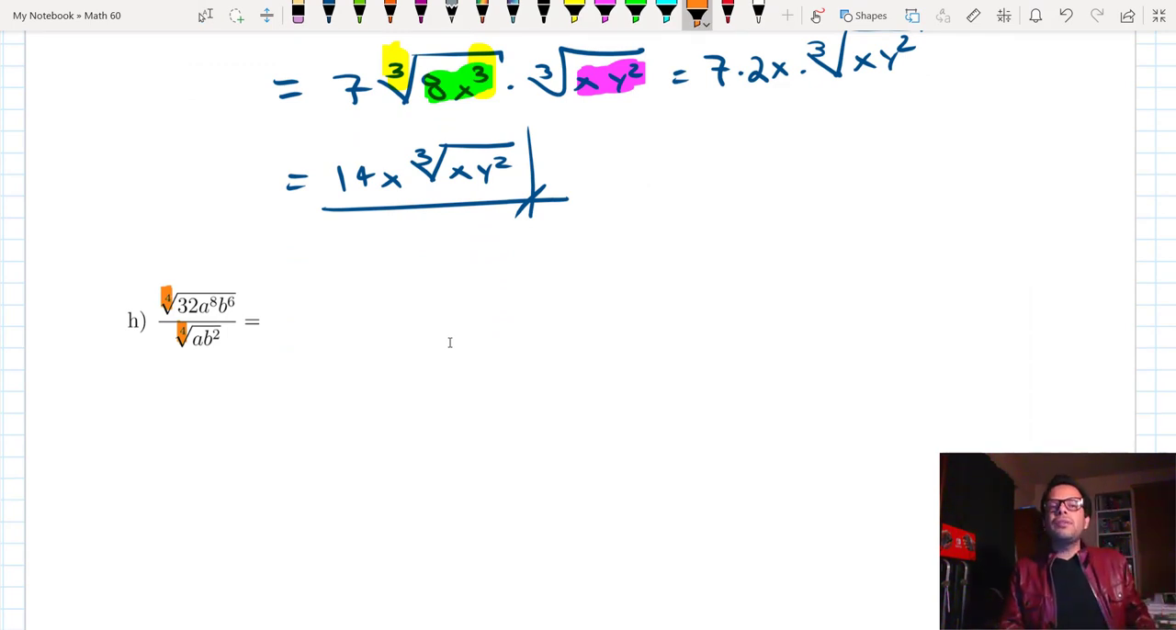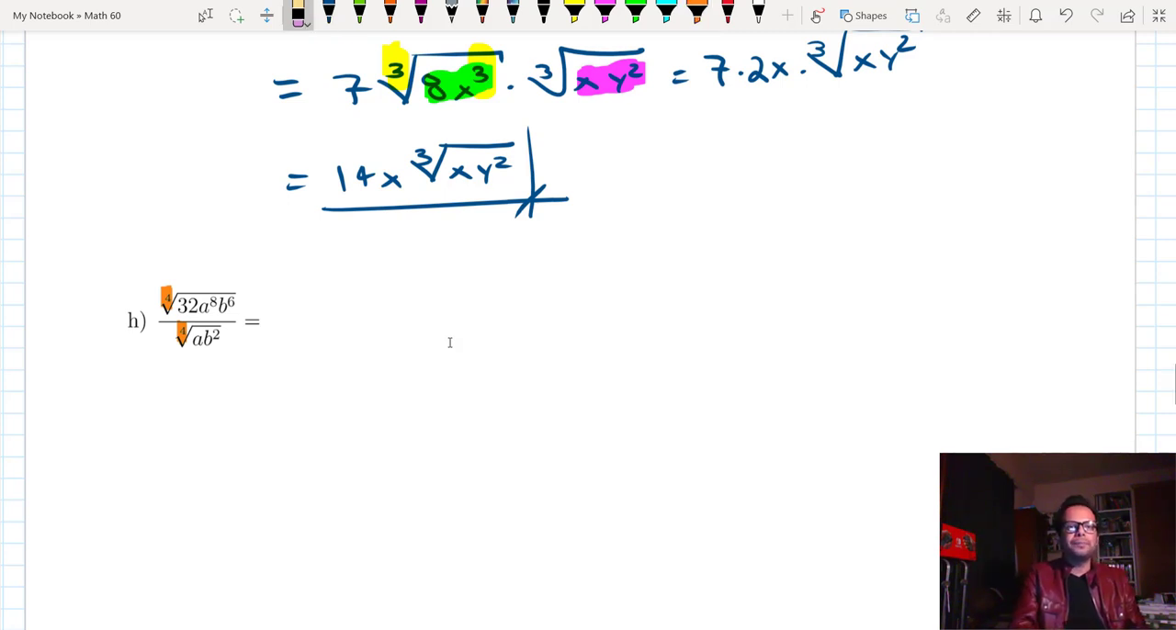Again, the first thing we look at every time we have a radical problem is the index. That's going to tell us what we are going to do throughout the exercise. Are we going to look for perfect squares? Are we going to look for perfect cubes? We're going to look for perfect fours, etc. Right? In this case, we look for perfect fours.